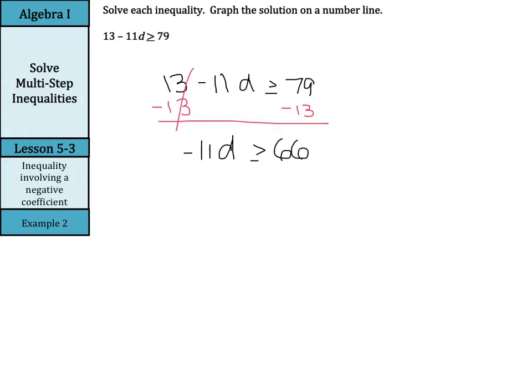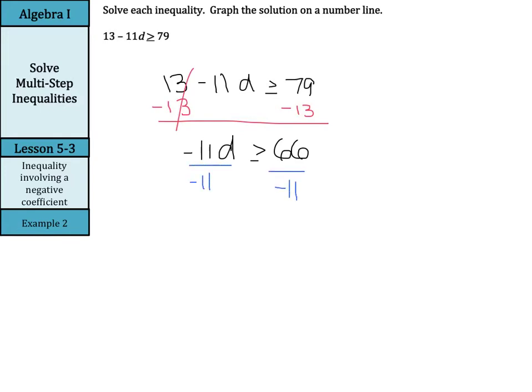Now, when you're subtracting numbers or adding numbers on both sides of an inequality, we never reverse the inequality. Sometimes a common mistake, once we learn that when we divide by a negative on both sides we reverse, is to say, oh look, there's a negative, so we have to reverse. No, you're only doing that when we divide by a negative, which is what we actually do next.